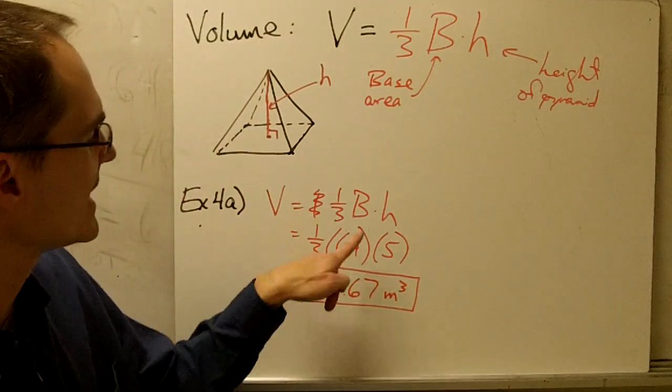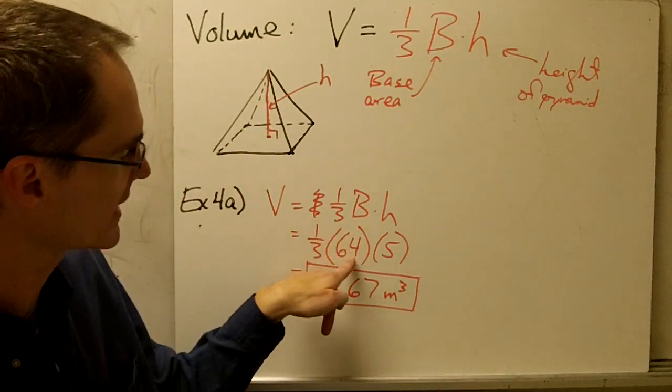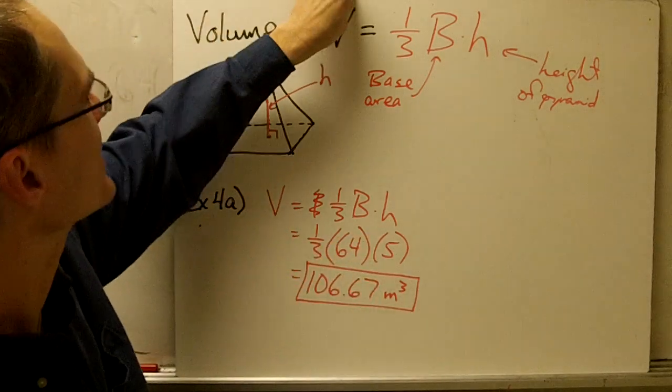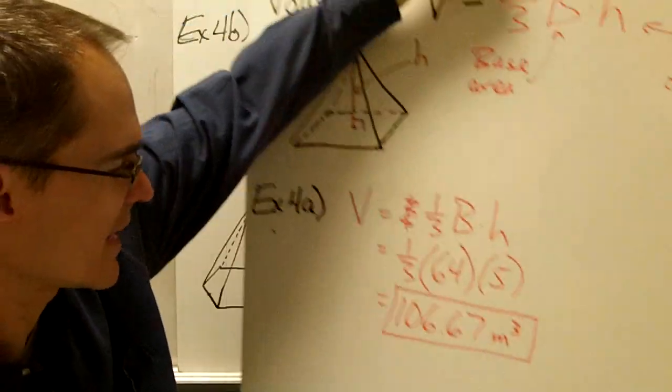All right, so that was fairly easy. I was basically given all my numbers, right? I'd already calculated the base area and I had the height given to me in my picture. Let's take a look at these last two examples.